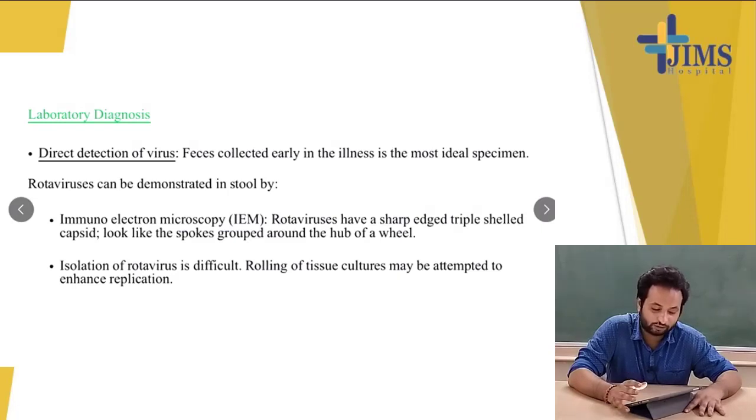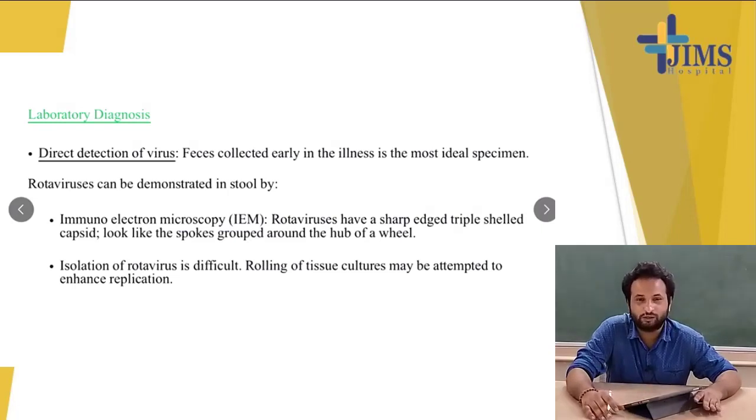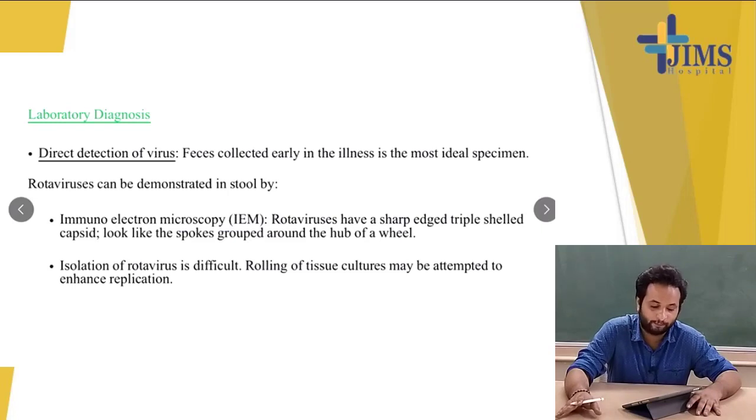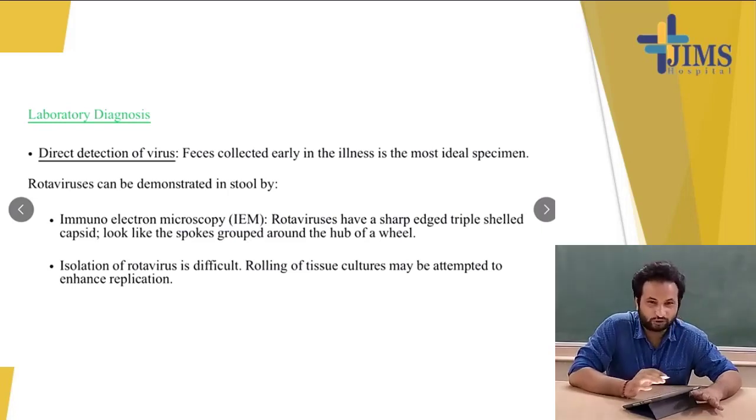Okay, now we come to lab diagnosis. In case of bacteria, if we want to see a bacterium under a microscope, we will do Gram staining, AFB staining, etc. If you want to see a virus under a microscope, you are going to perform immunoelectron microscopy. Okay, so that is very important. Like in the lab diagnosis of bacteria, the first thing that we do is Gram staining. Here the first thing which you are going to write or see is immunoelectron microscopy.